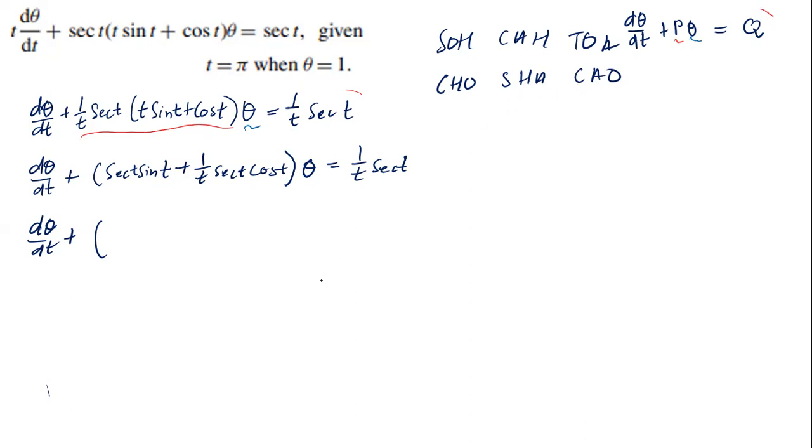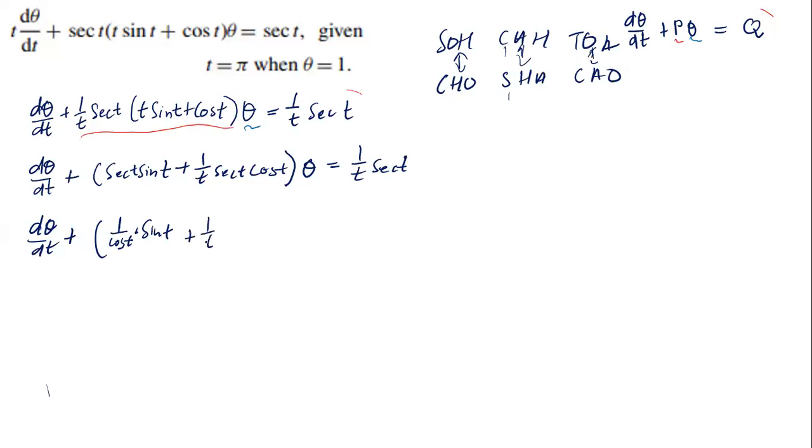So the reason why I'm doing this is because I want you to understand that this goes with this guy. This goes with this guy. Sine goes with cosec. Cos goes with sec. So because here we have sec, cos is the inverse of sec. So sec t is the same as 1 over cos t, multiplied by this sine t. I hope you saw what I did over there.